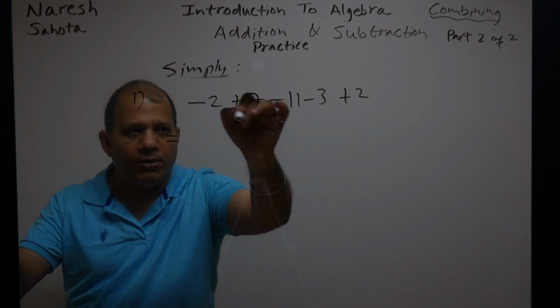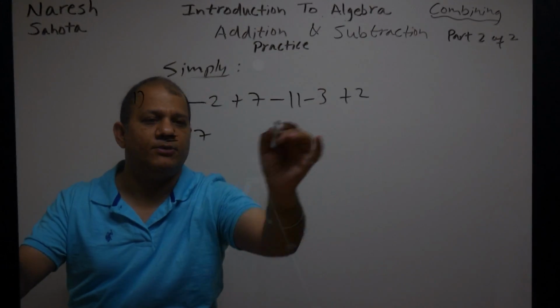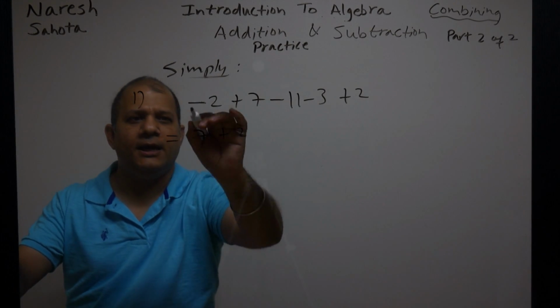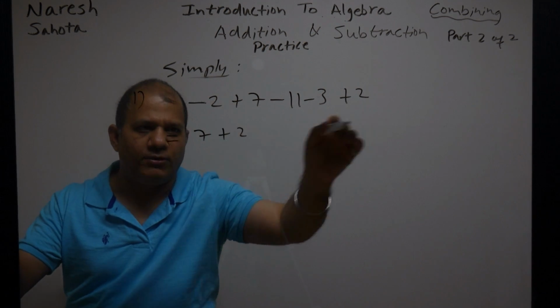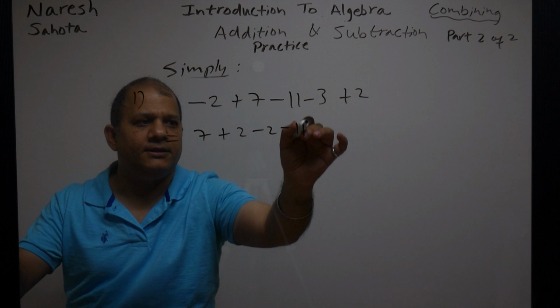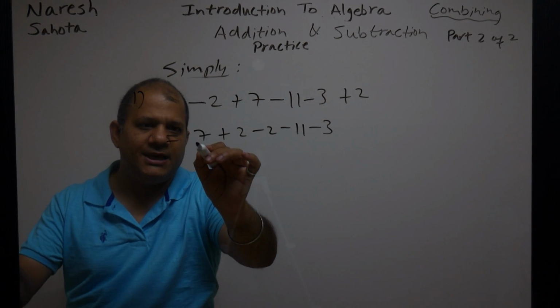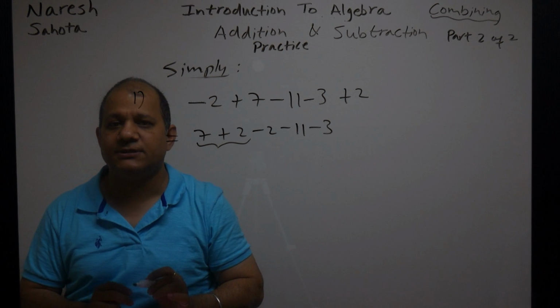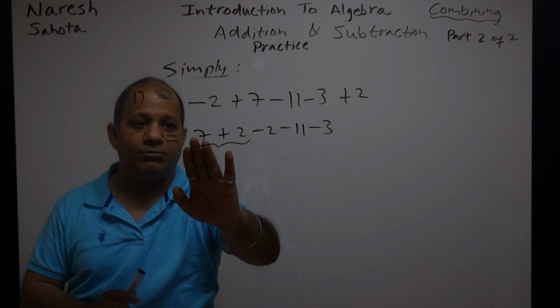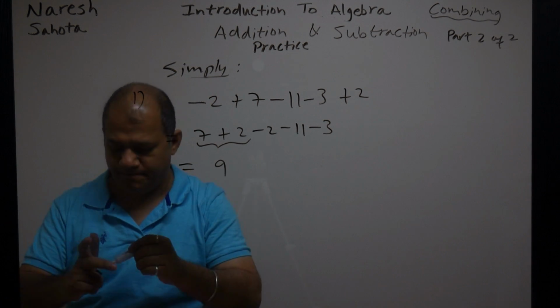So let's do that. Positive 7, so that comes first, then the next positive number is 2, so plus 2, and the rest are all negative, and now we'll write them. So negative 2, then we have negative 11, then we have negative 3. Okay, so now what I can do is add the numbers that have the same sign. So 7 plus 2, they're both positive, so that equals 9.